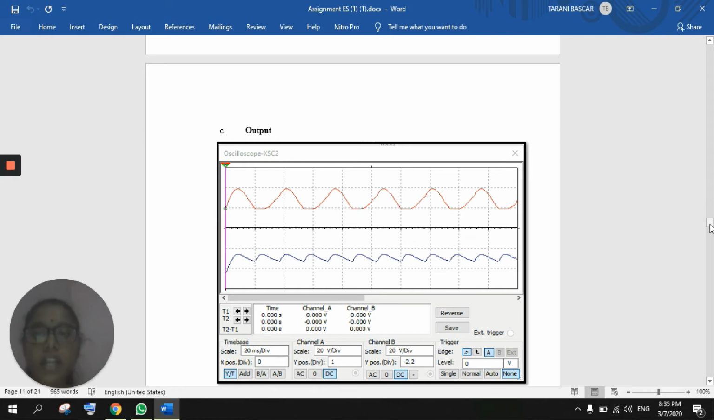Okay, sir, so this is my part. The rectifier, the full bridge rectifier, is very important in any circuit. And this is my part. I hope I have done well.